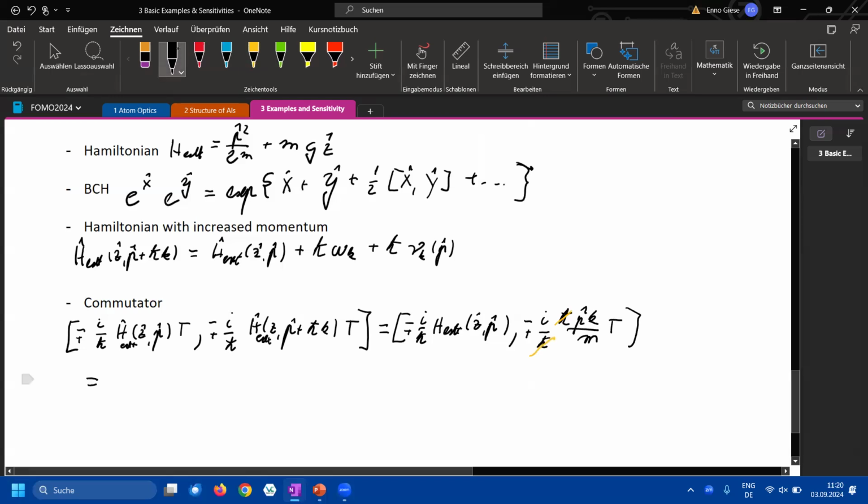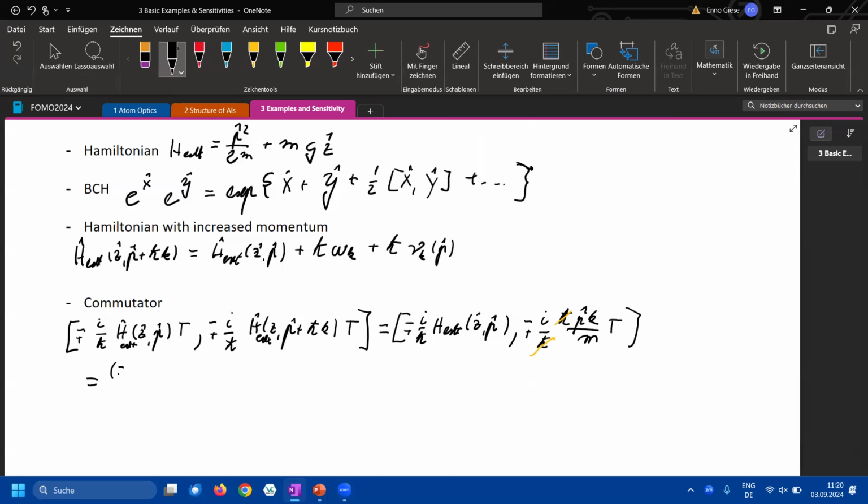And what I do have to calculate now, I just get out this minus or plus i squared. I get a T squared. I divide by h bar. And now, of course, the Doppler detuning depends on momentum, so it does commute with the kinetic term. And the only term that it doesn't commute with is our potential, in this case, the gravitational potential. So what's remaining is just m times g times z commuting with p times k over m.